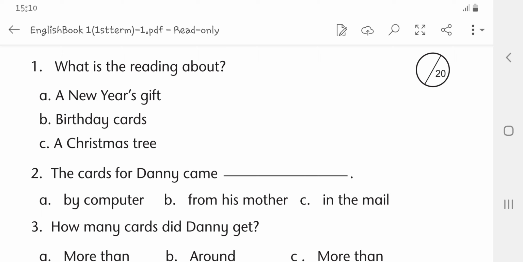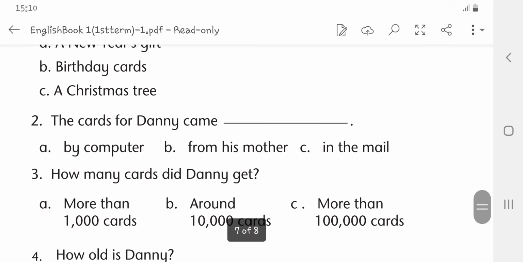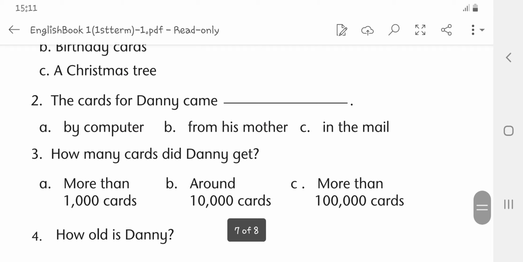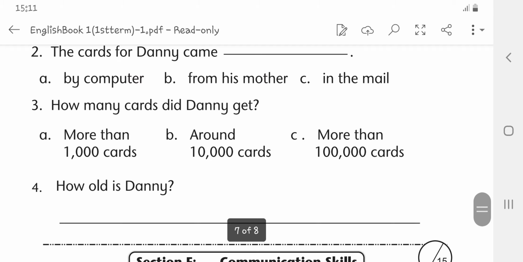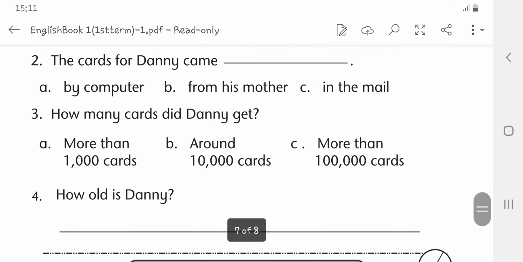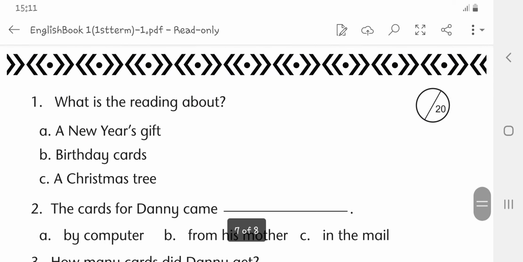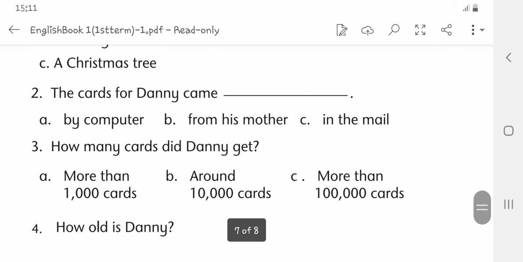This passage is also taken from the book. What is the reading about? So 3 options are given. The cards for Danny come, 3 options are given. How many cards? 3 options are given. And how old is Danny? So they have to write a complete sentence. How old is Danny? 5 marks for every answer and 20 marks in total.